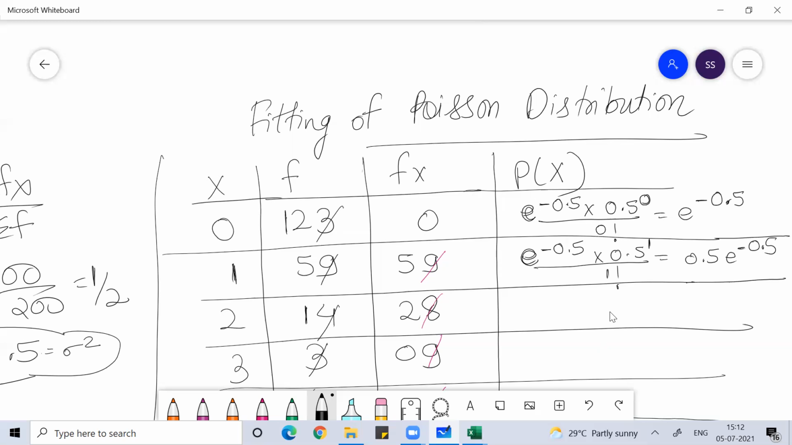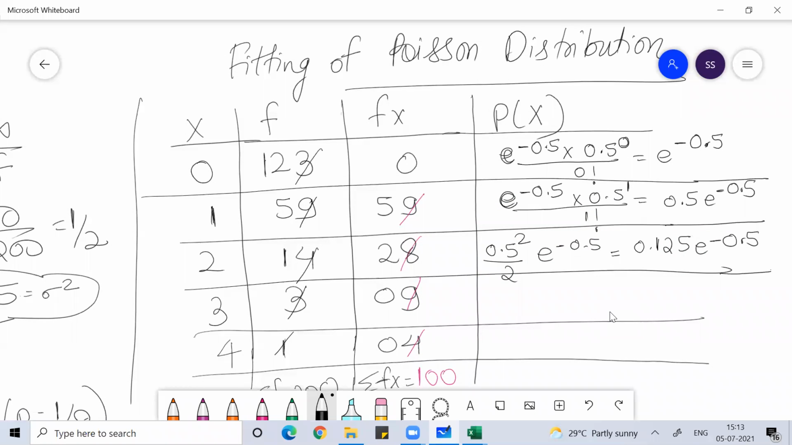Clear? The next one would be divided by 2 factorial. So e to the power minus 0.5 into 0.5 to the power 2 by 2 factorial. So 0.5 to the power 2 divided by 2 factorial into e to the power minus 0.5. So 0.5 square is 0.25. 0.25 by 2 is 0.125. So 0.125 e to the power minus 0.5.